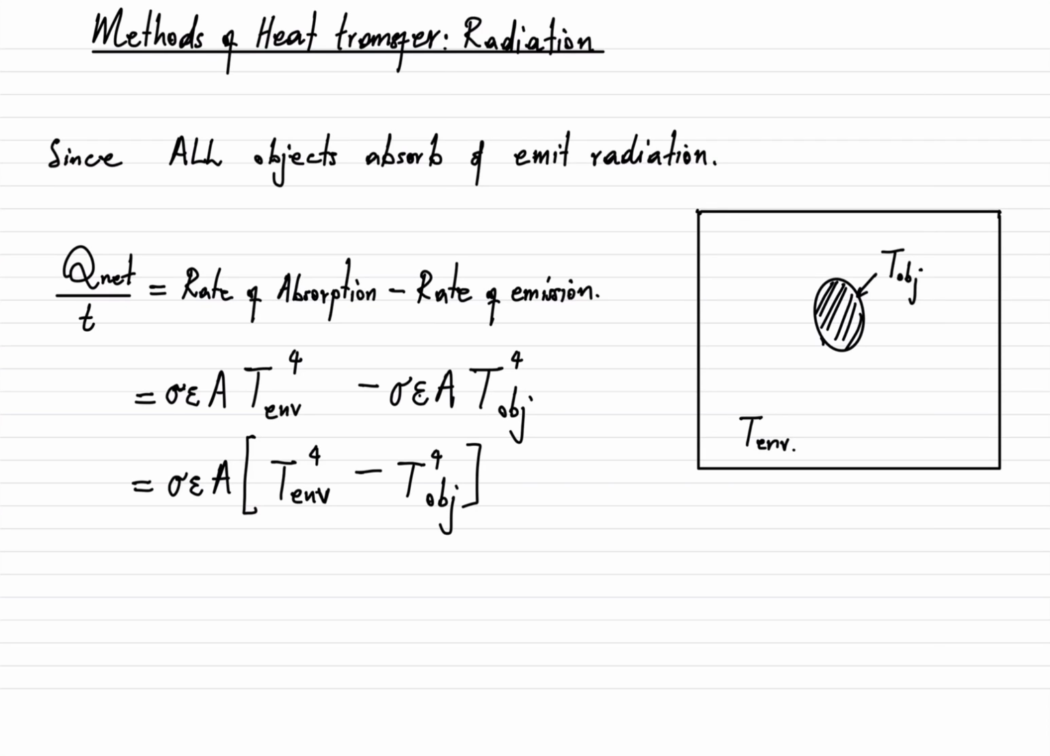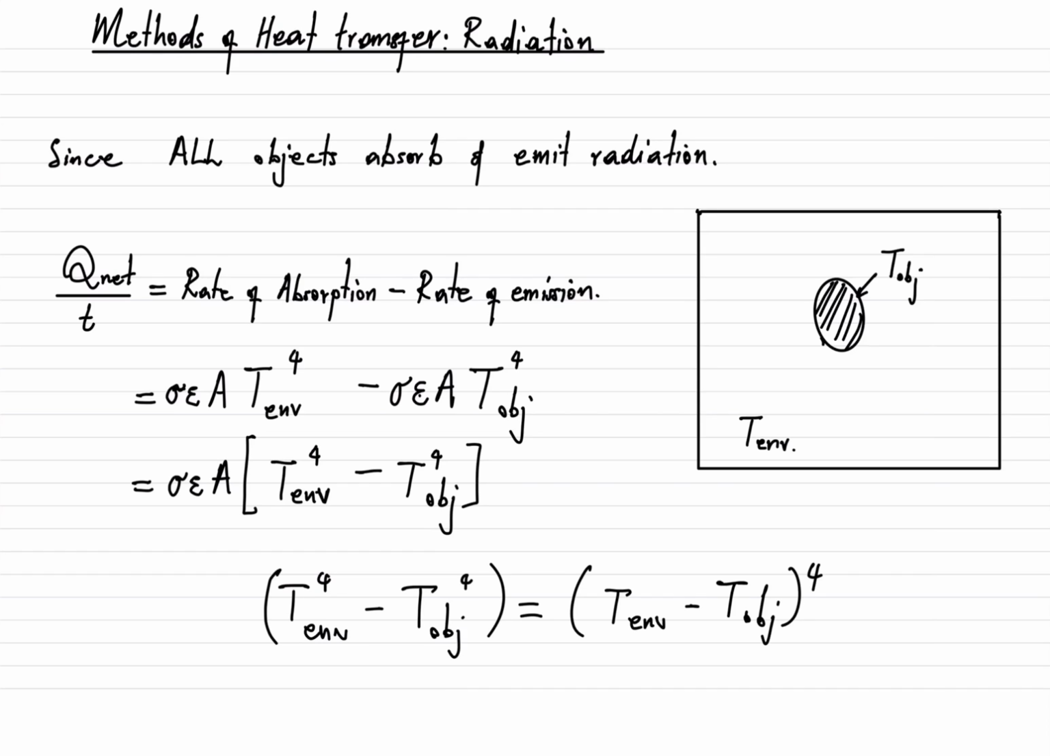That is, the net rate of heat transfer by radiation is given by sigma times epsilon times A times the difference of the temperatures to the power 4. By the way, I should mention a pitfall that I have noticed many students fall into over the years: in an attempt to simplify, they have done something like this. That's T environment minus T object, all to the fourth power, and they have made this mistake. Please, this is not true. It is not true that the difference of the fourth powers is the fourth power of the differences. Please be careful. Do avoid this pitfall.